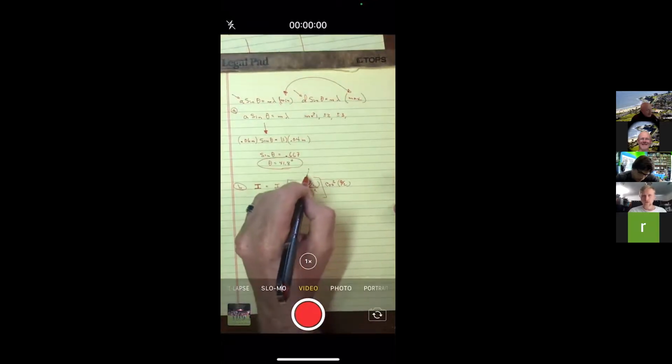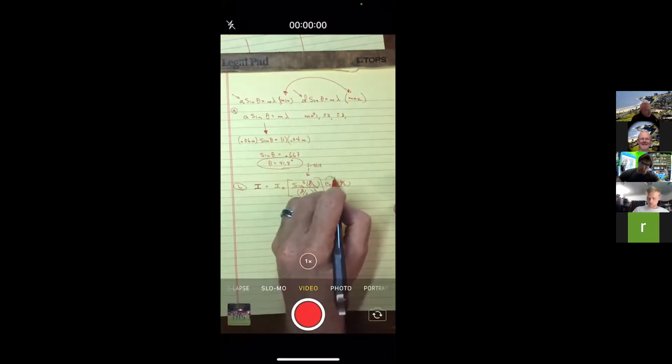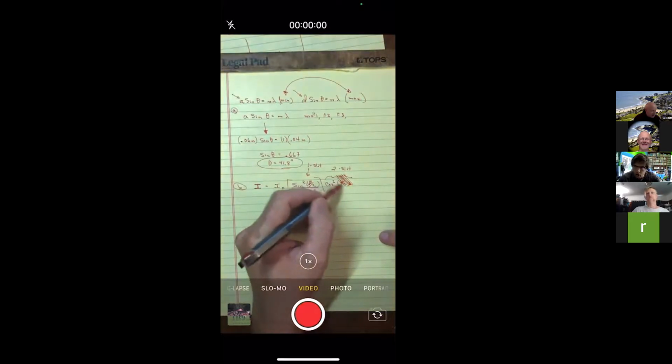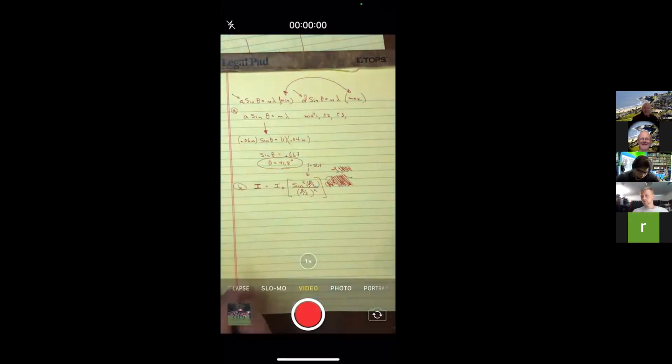So cool, this is the effect of a single slit. This then is the effect of two slits. The overall is you got both of them together. Now, not for this problem. So I wanted to emphasize that. I'm going to cross this out because nowhere in this problem do I have a double slit.